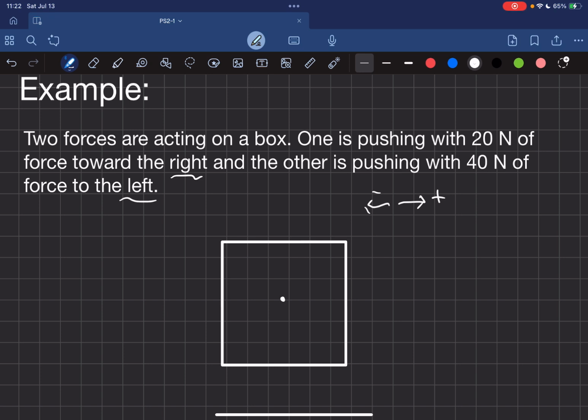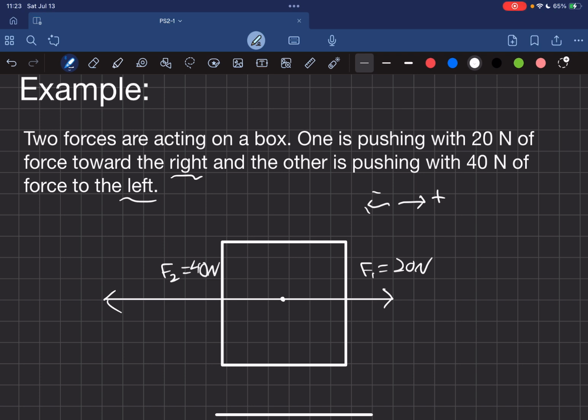So let's start with the force going to the right, 20 newtons. I'm going to draw a vector about that long. We could even label this F1 maybe. And we could say it's equal to 20 newtons. And then we have one going to the left that should be roughly double the size of this. It looks to be about double the size. We have F2 equals 40 newtons.